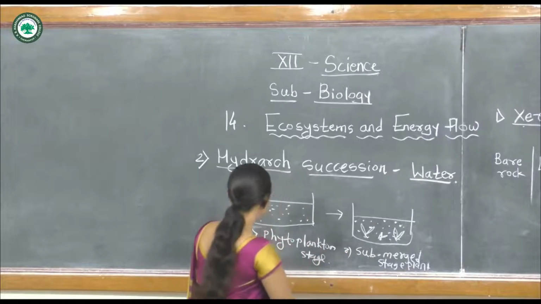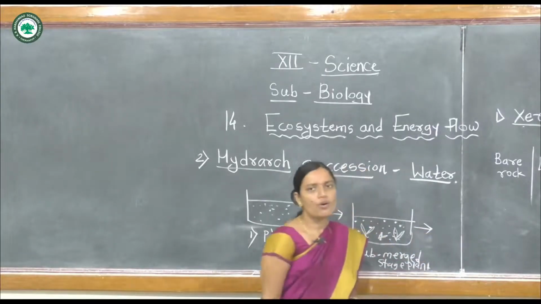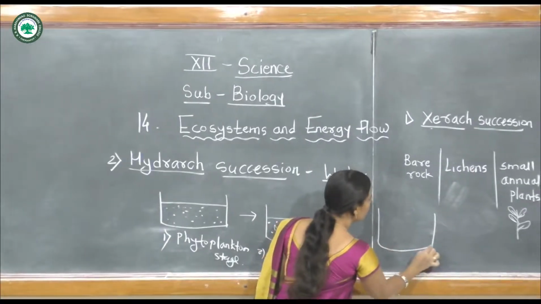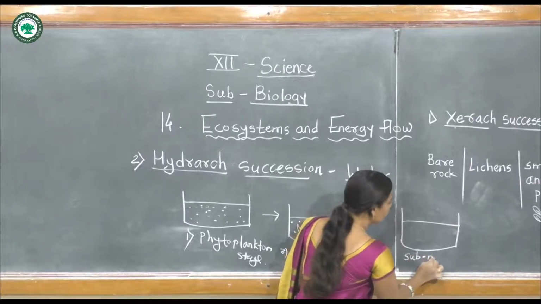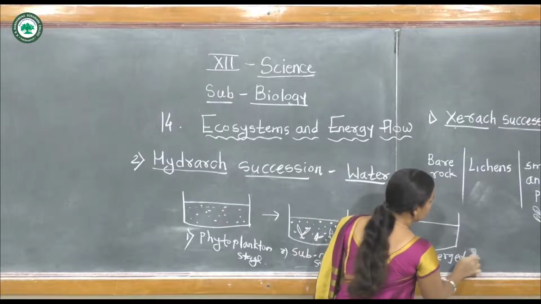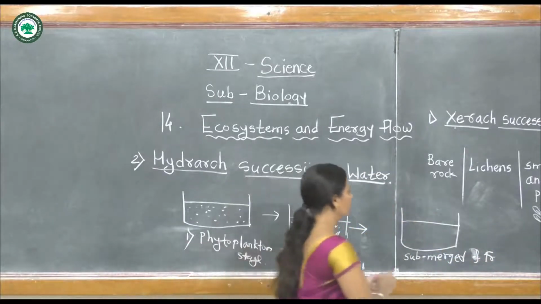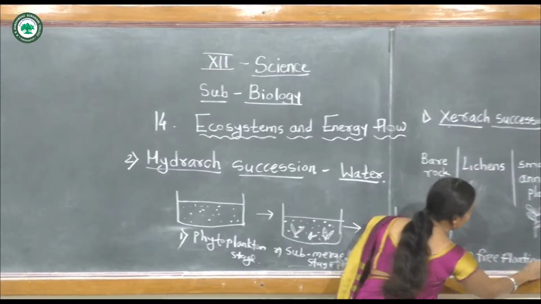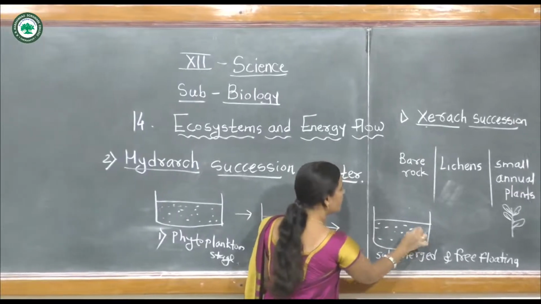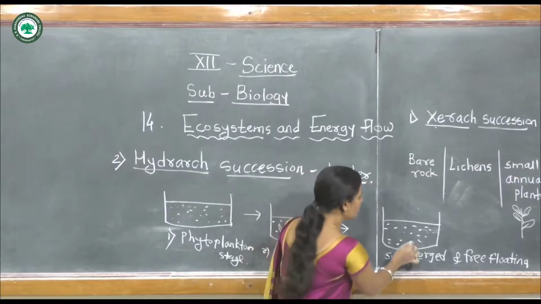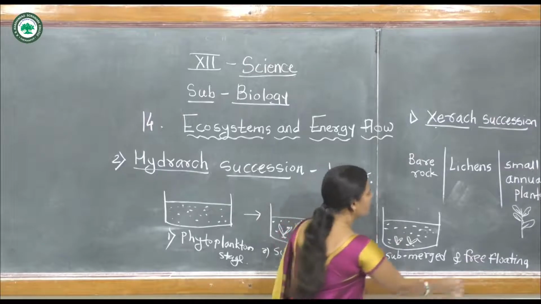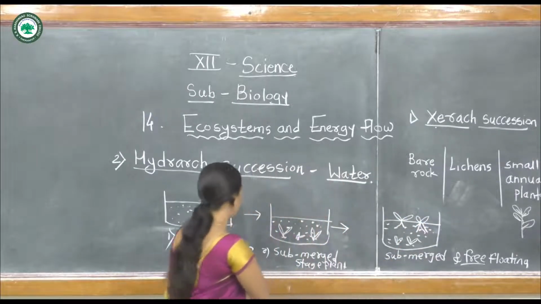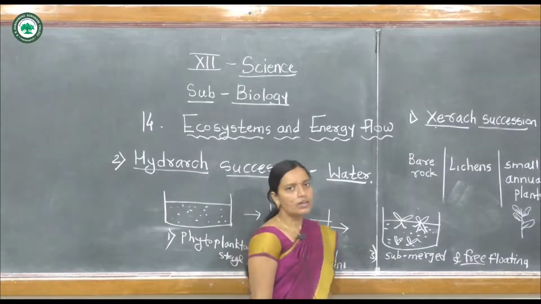The third stage is the submerged and free floating stage. In this condition, hydrarch succession takes place in water bodies. Some plants are found below the water surface, some are free floating, and some are found on the upper surface of the water body. This is the first, second and third stage of hydrarch succession.